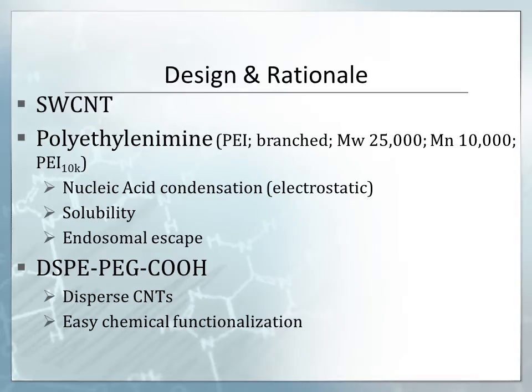In my project, I used a single-walled carbon nanotube for having the enhanced delivery. I chose to use polyethylenimine, or PEI, which is a good polymer for nucleic acid condensation by electrostatic interaction. Also, it has high water solubility and it could induce endosomal escape. I also use DSPE-PEG as well as PEG because it's known that it could disperse CNTs as well as it can be chemically modified.